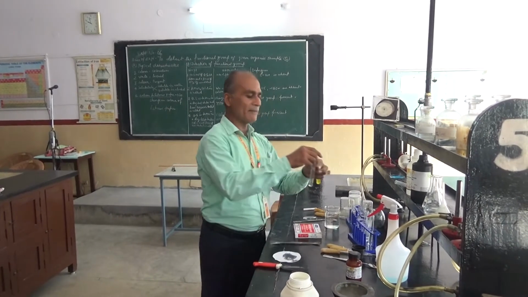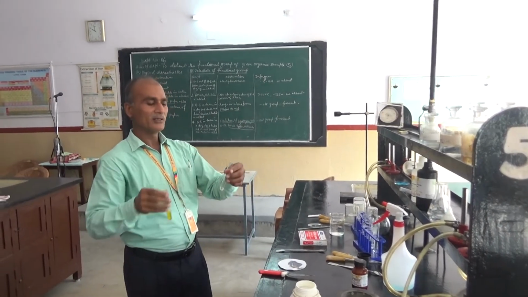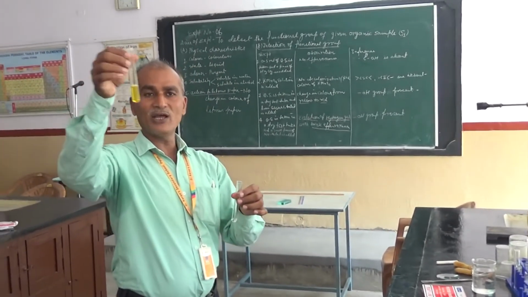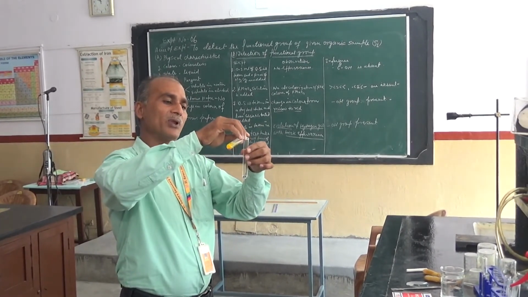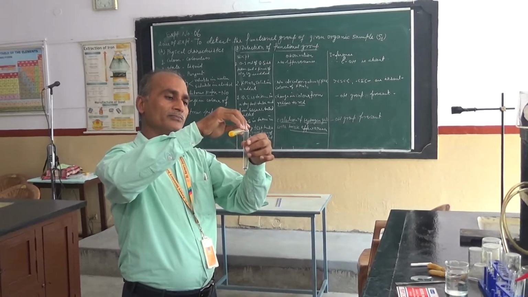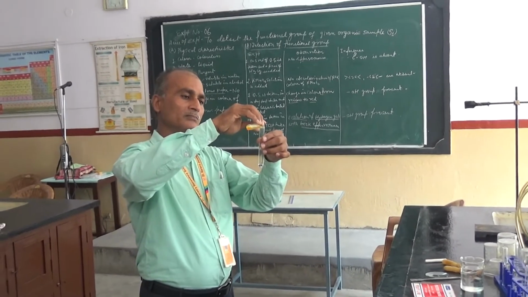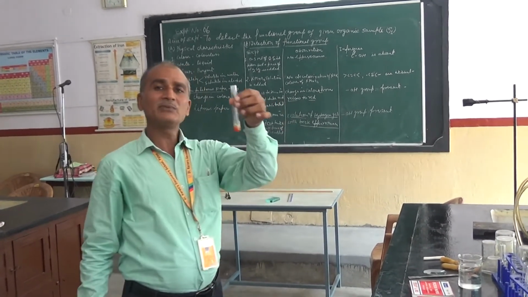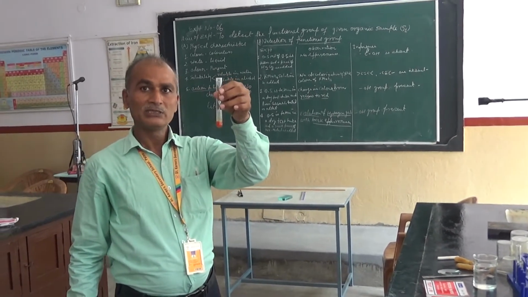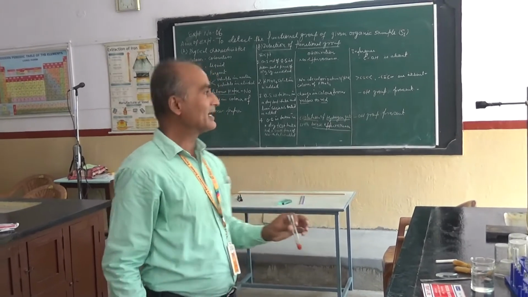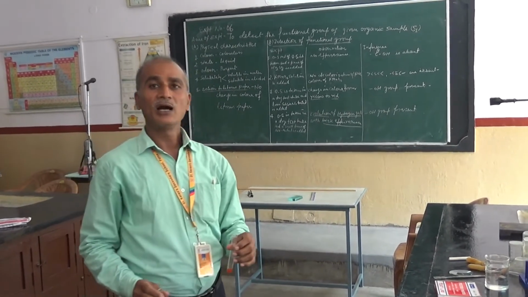Take organic sample again and add. This is yellow in color, you can observe. And add this to the organic sample. Observe the change in color. Now it is red. This infers to us that the given organic sample is alcohol.